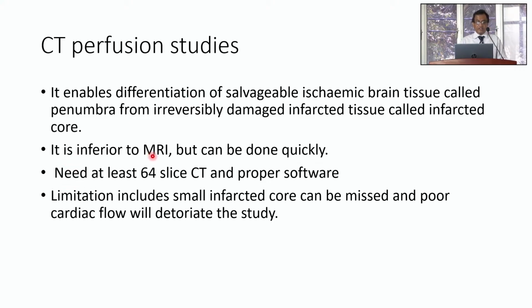Actually, it is inferior to MRI quality-wise, but it can be done quickly. Technically, we need at least a 64-slice CT and proper software, so we are unable to do it here. But we can try it in the NHSL, where they have a 64-slice CT for cardiac CT images. Limitations include small infarcted cores. Small lacunar infarctions can be missed, and poor cardiac flow will deteriorate the study.